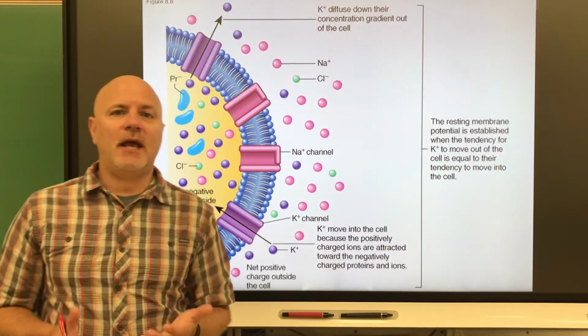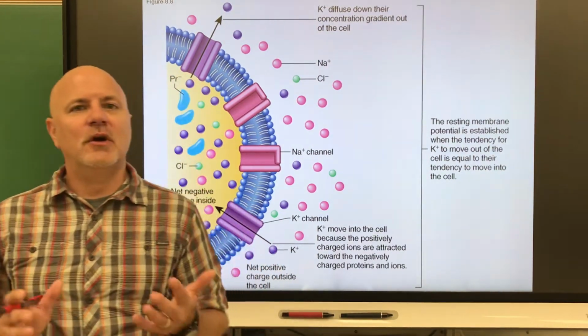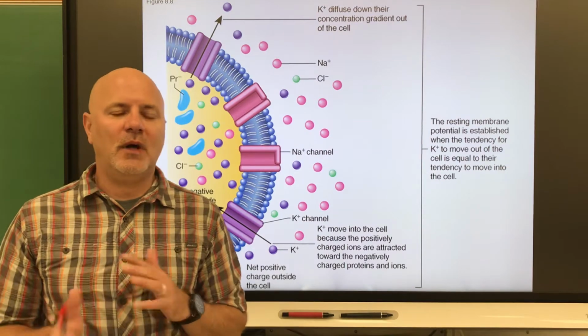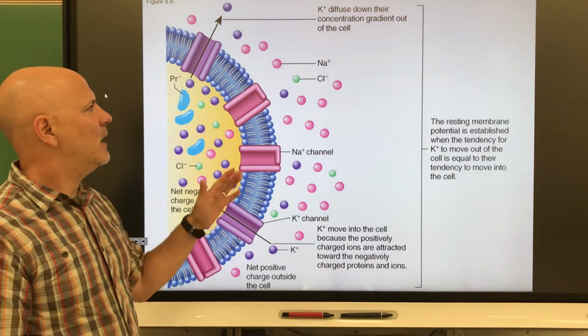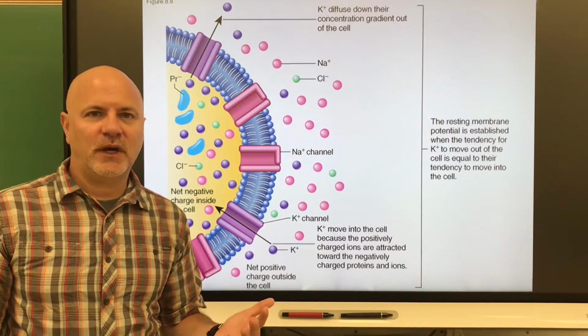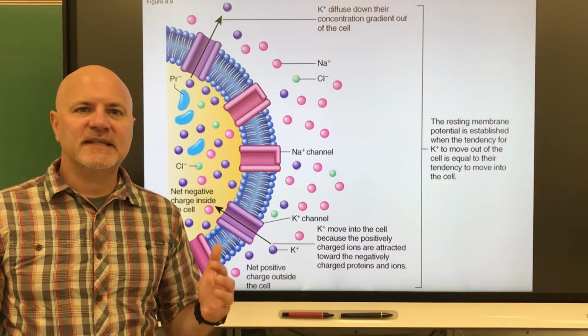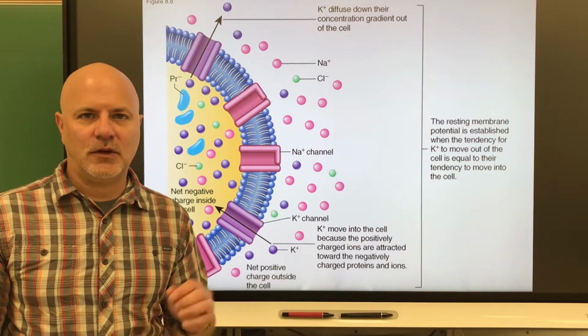Okay, so let's look at a nerve impulse. A nerve impulse is also known as an action potential. Before we get started, what I want you to know is that if we take in sodium chloride, just regular table salt, it doesn't stay sodium chloride. It will separate in water into sodium ions and chloride ions.